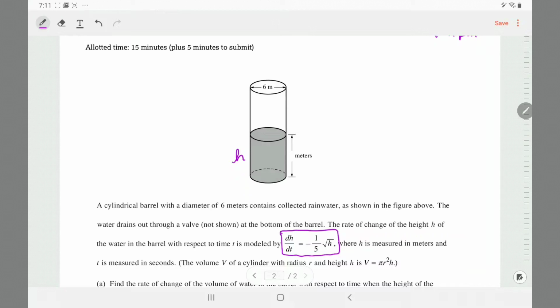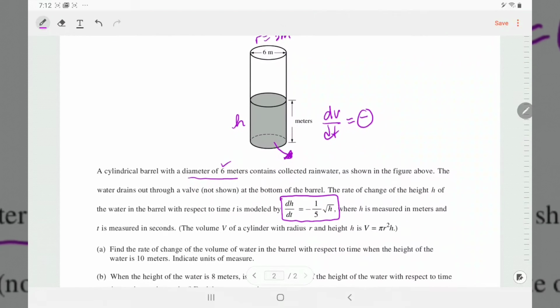The water drains out of a valve, so it's going out. So dV/dt is negative. The rate of change of the height is this, where h is measured in meters and t is measured in seconds. Now the r, which is 3, is not changing. So I should put r equals 3 into the equation before I take the derivative.